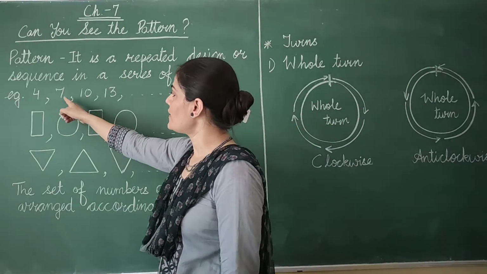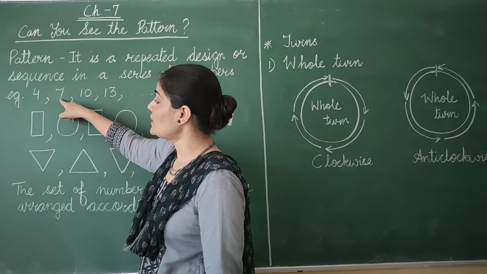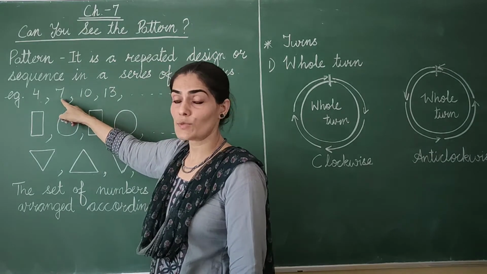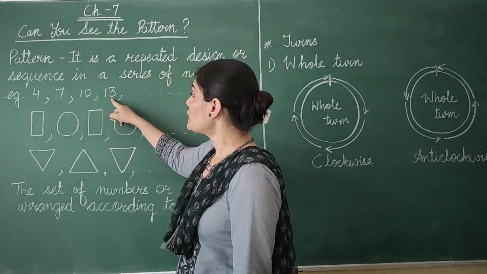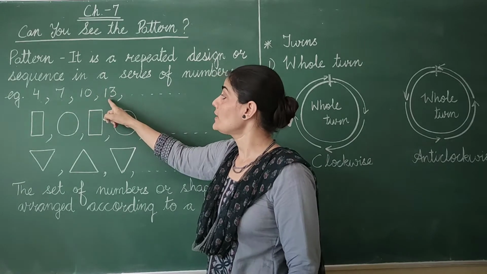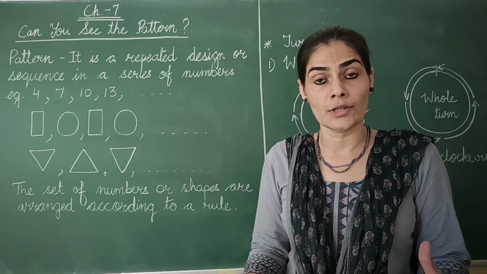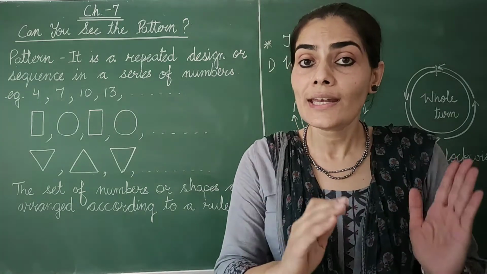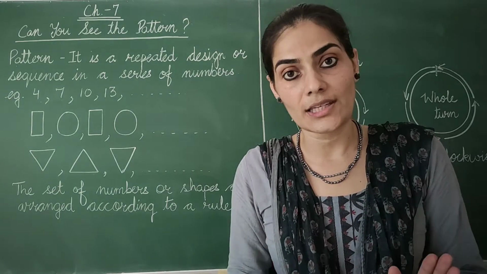So what is the difference, everybody? 7 minus 4 is 3. The difference between these two terms is of 3 numbers. Now 10 minus 7, the difference between the third and the second term again is 3. The difference between the fourth and the third term again is 3, by 13 minus 10 is 3. So what do we observe? What do we find out? That the rule of this pattern is that every next term increases from the previous term by 3.